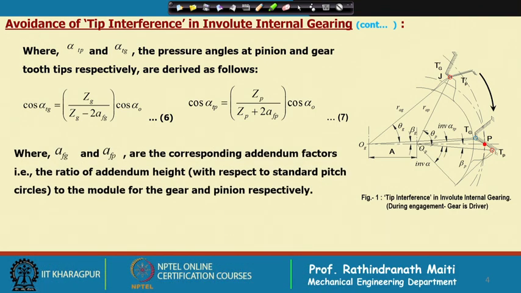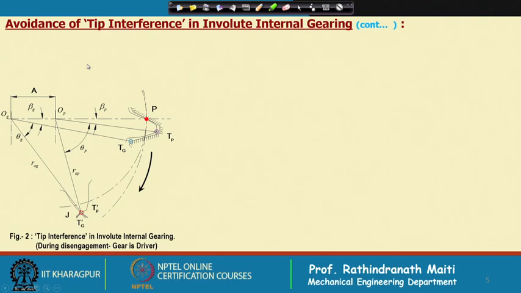And AFG and AFP are the addendum factors, the ratio of addendum heights. This means that addendum height can be given by addendum factor into module. So, it will be AFG into module or AFP into module in case of gear and pinion respectively.